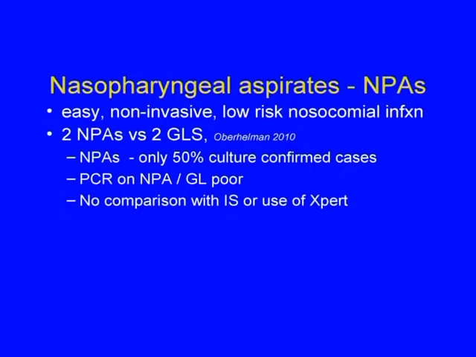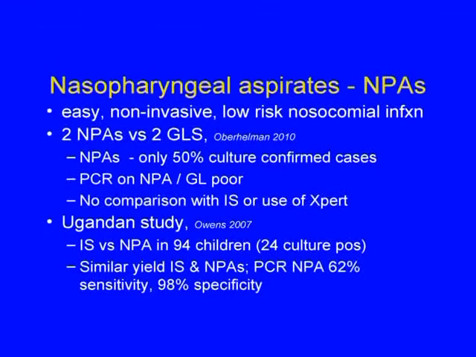I can't exactly remember the numbers, but if I recall correctly, it's around 30 or 40 cases of children with TB. All the cases were detected on gastric lavage. Disappointingly, nasopharyngeal aspirates only detected 50% of the cases. And when PCR was done, and this was an in-house PCR, not Xpert or commercially available PCR, it performed very poorly. It only detected around 40% of cases. This study didn't compare induced sputum, and it didn't use Xpert.